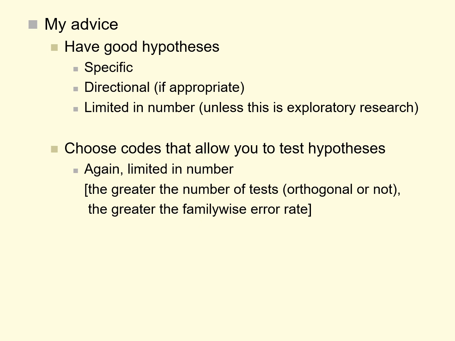Again, use as limited a number of tests as you can possibly get away with. The greater the number of tests you do, orthogonal or not, the greater the family-wise error rate you're going to have. The type 1 error rate will creep up across all of the tests that constitute that family. So the point I'm making here is, don't worry too much about orthogonal versus non-orthogonal. Think about, what are my hypotheses? How can I test them efficiently and clearly?